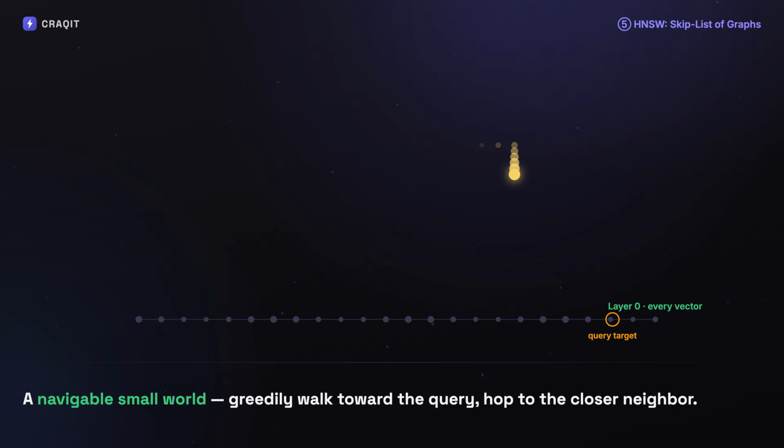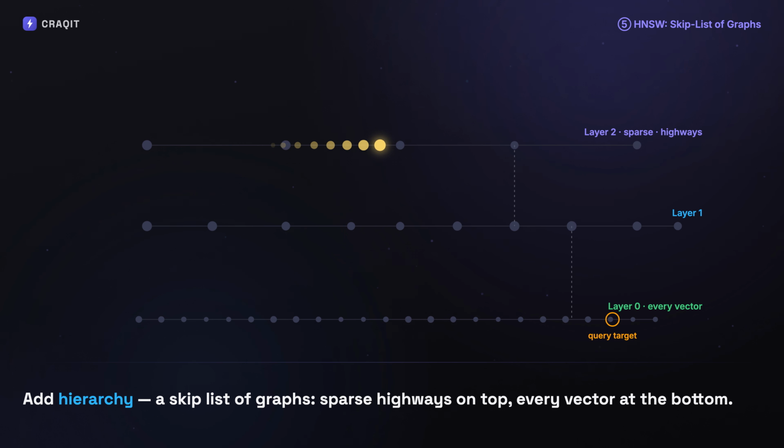To search, you start somewhere and greedily walk toward the query, hopping to whichever neighbor is closer until you can't get closer. That finds near neighbors without checking everything, but on one giant flat graph, the walk is still too slow. So step 2, the clever part, hierarchy, and it's exactly a skip list made of graphs.